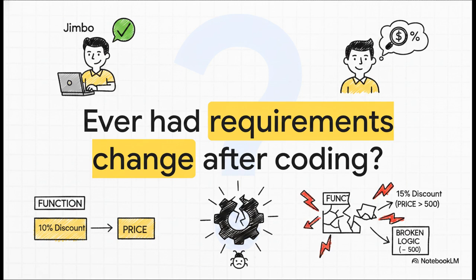Jimbo hacks the new logic in, right? But because he doesn't have a safety net of automated tests, he unknowingly breaks the logic for the lower-priced items. The whole system literally fractures.